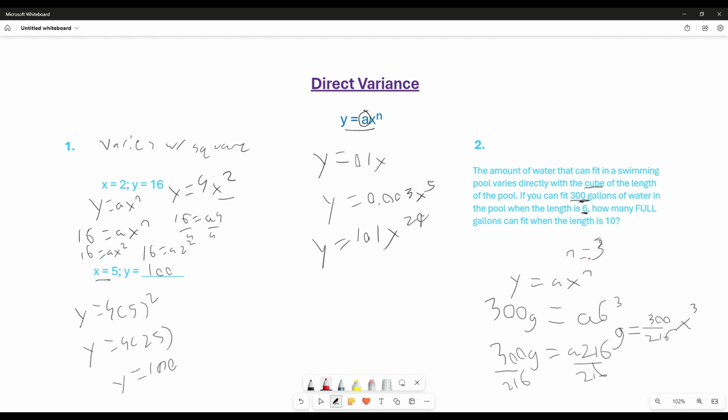So applying that to this part, how many full gallons can fit when the length is 10? So if the length is 10, the number of gallons equals, let me erase some of this clutter here.